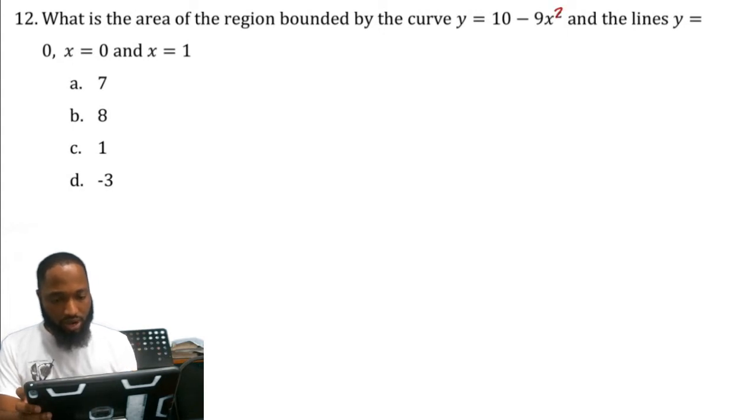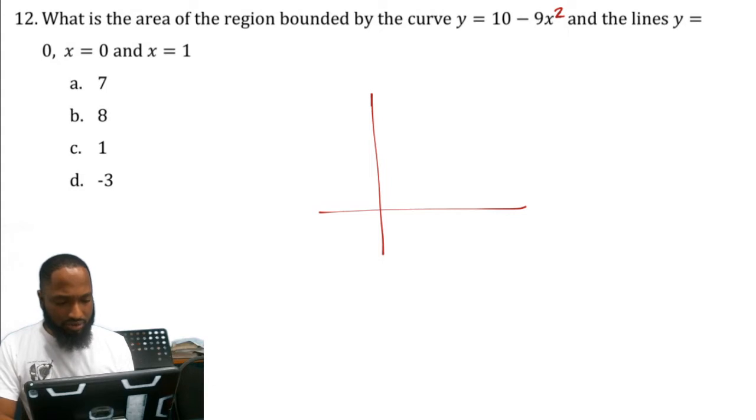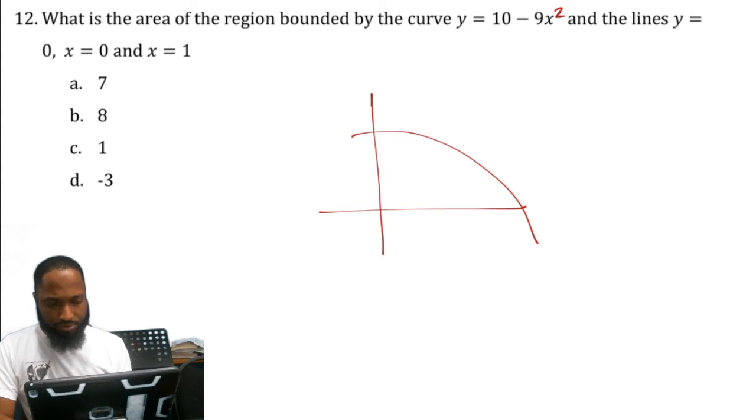So this is a square out here, and the lines y is equal to 0, area of region, curve. You have some kind of curve, negative x squared, maybe something like this. We don't care what it is. And the line y is equal to 0. By the way, the line y is equal to 0 is a fancy way of saying the x-axis. The line x is equal to 0 is a fancy way of saying the y-axis.